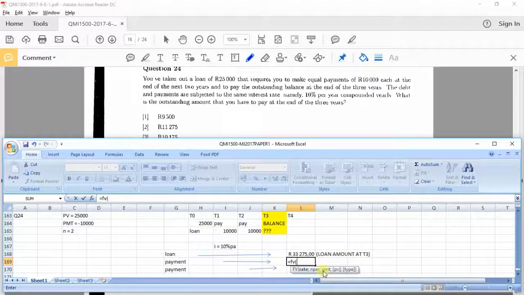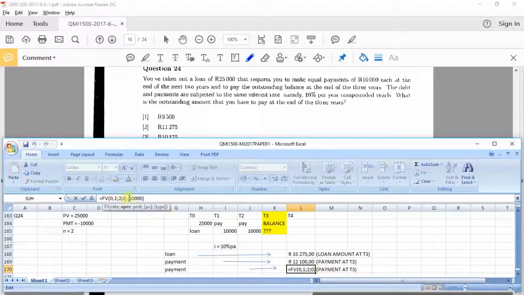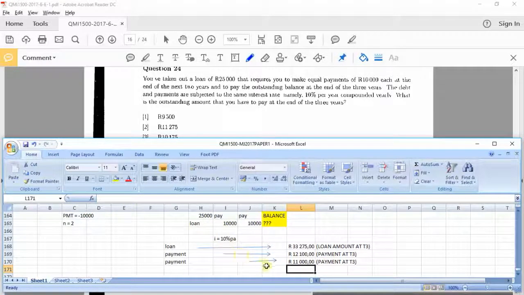Now I need to take the payment forward. So equals future value of the rate 0.10. N is 2, because I'm taking that payment 2 periods into the future. Present value negative 10,000, close brackets gives me that. That's what the payment is worth, the payment at T3. And then I need to do the same thing for the other one, but only for 1 period, not 2.